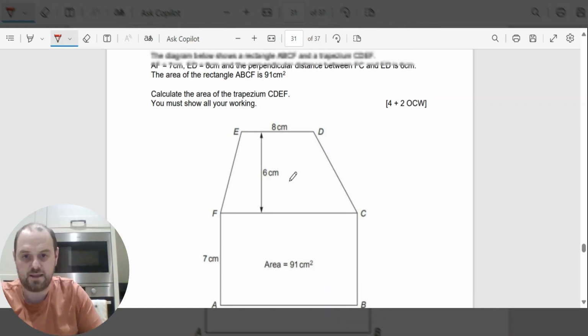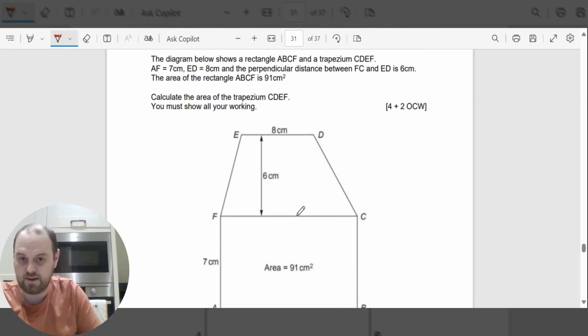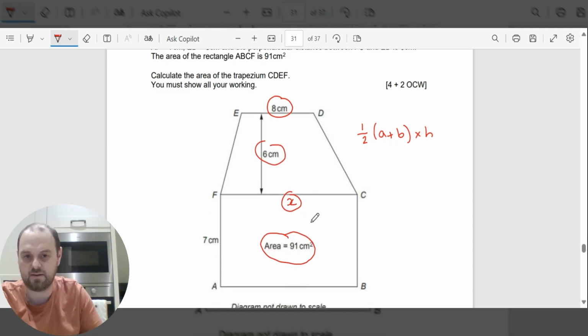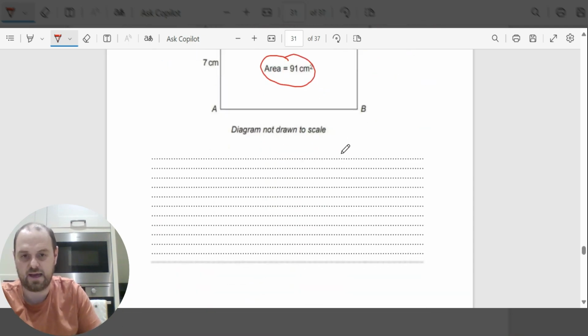A trapezium, and what's the area of the trapezium? We're missing something though, aren't we? We're missing this. Well, we can get that, can't we, if we know the area is 91. And once we've got that, we can use our trapezium formula, which again, we can copy from the front. Top, bottom, height. Yeah, but get the X using the area there. Fabulous.